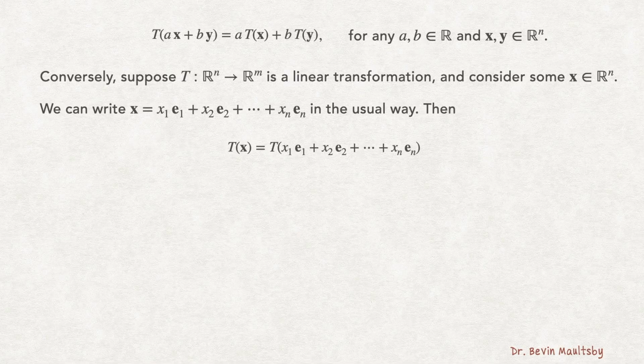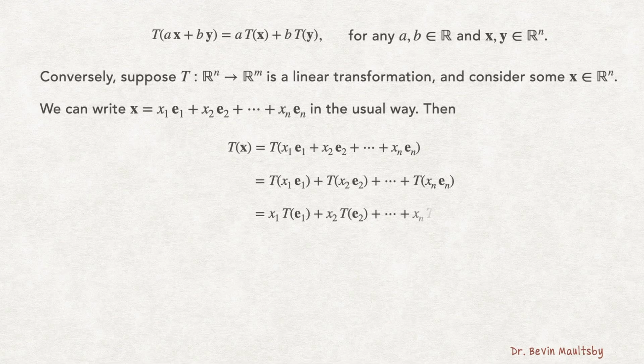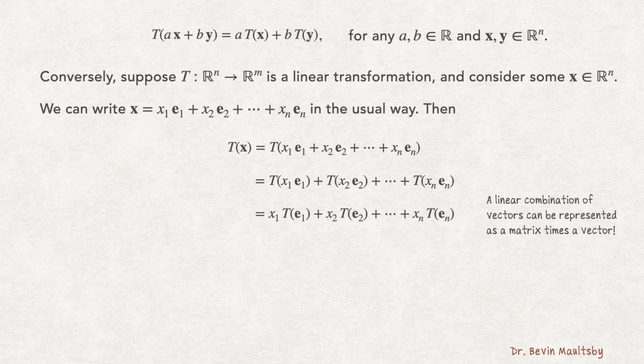But T is a linear transformation, so in particular, I can break it up across all of this addition, and I can pull all of those scalars out. Here, the scalars are the coordinates of x. What we have now on this third line is a linear combination of the vectors T of e1, T of e2 through T of en.